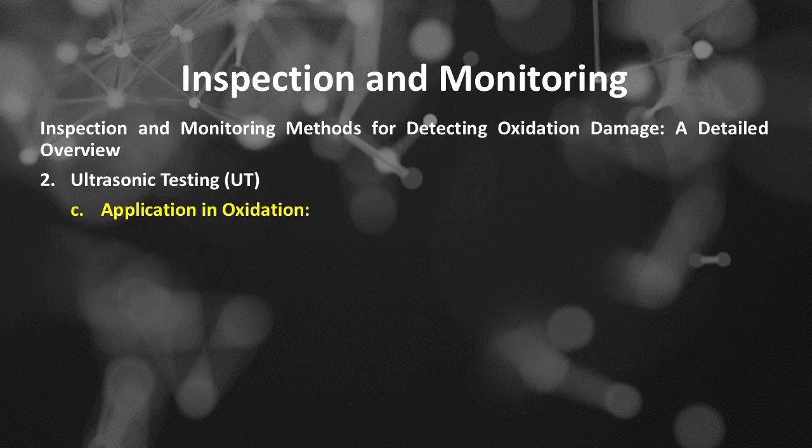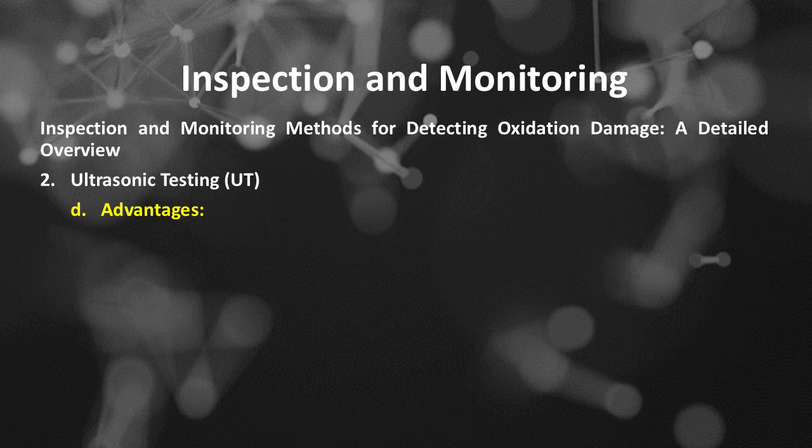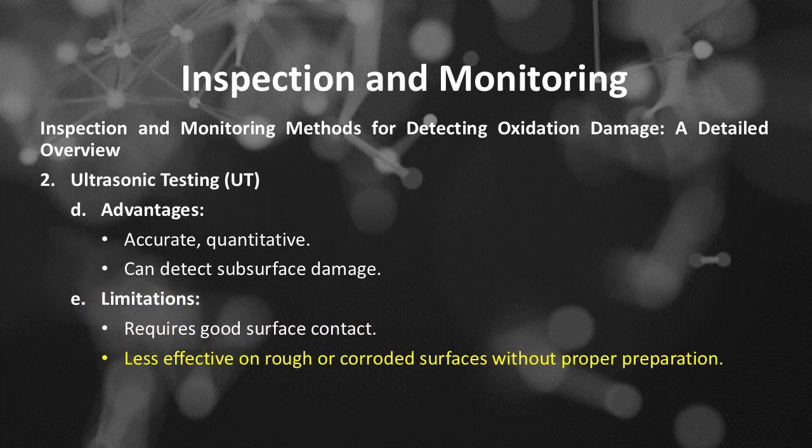Ultrasonic testing application in oxidation includes detecting thinning due to material loss from rust or pitting, and measuring the remaining wall thickness. Ultrasonic testing advantages include being accurate and quantitative, and able to detect subsurface damage. Ultrasonic testing limitations include requiring good surface contact, and being less effective on rough or corroded surfaces without proper preparation.